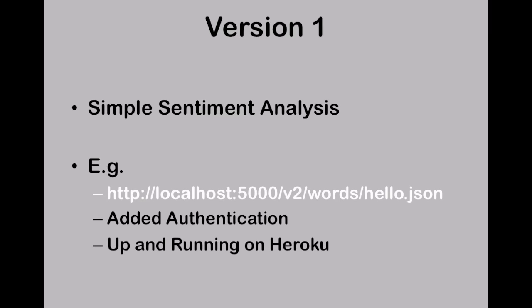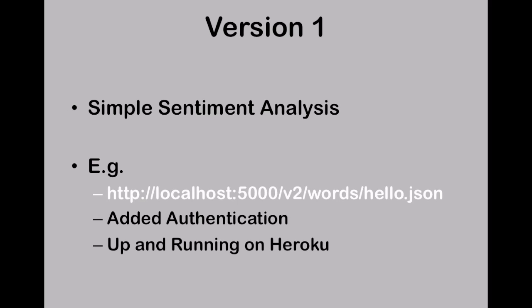In version 1 of the API, we had some static content being returned by an API, and the idea was you could take a word and get a sentiment score for it. If you took hello.json and called that, you would get a piece of JSON back. We added authentication and had that up and running on Heroku directly.